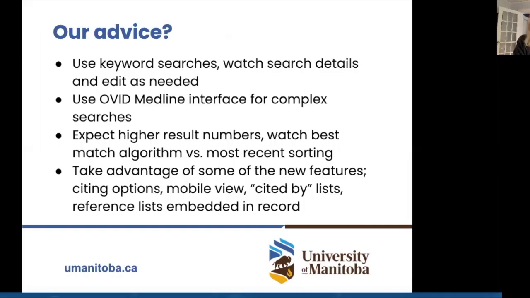You can also use the database Ovid Medline. It has a different interface and it is better designed for complex searches. So if you're working on a big review, like a systematic review or a scoping review, I would recommend Ovid Medline over PubMed. And you should likely expect some higher result numbers, because of the way that they're searching, so make sure to use those filters to narrow it down. And do take advantage of some of the new features.